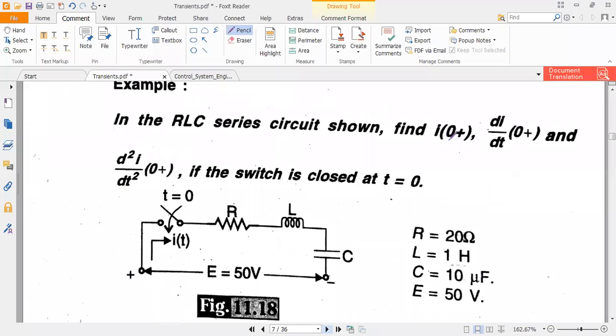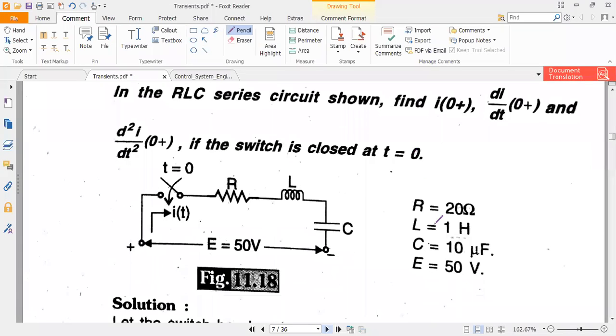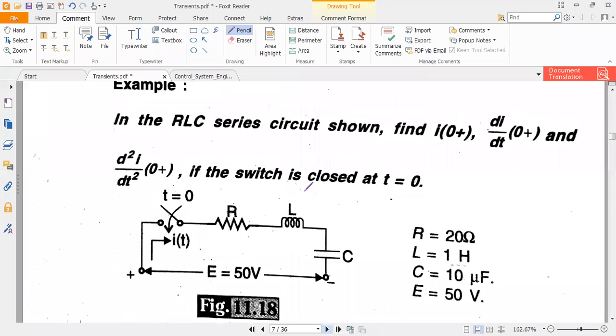Find i(0+), di/dt at 0+ and d²i/dt² at 0+ if the switch is closed at t = 0. So this is the problem, and they have given the values of R, L, C and E. First of all you have to understand what the given data is and what we have to find, then only we can know the procedure to find the required things.